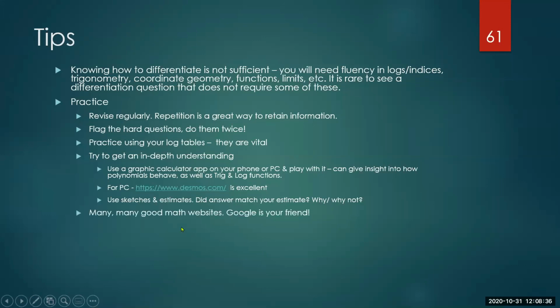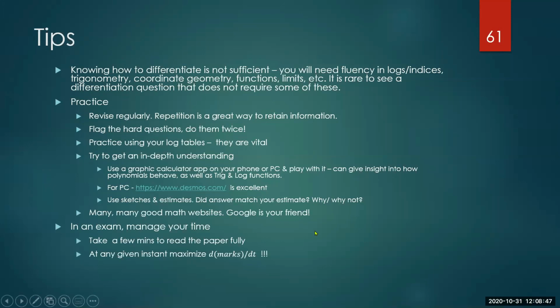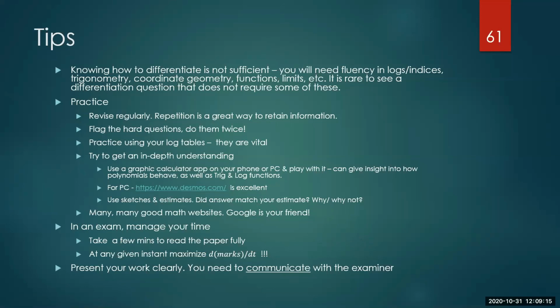There are many good maths websites out there, and I would say Google is your friend for that. And in an exam, manage your time. Take a few minutes to read the paper fully. At any given instant, try to maximize d marks by dt. In other words, keep the slope of that curve as steep as you can. That means do the easy questions first. Do the ones that you're confident in. Get them done and out of the way. And try to present your work as clearly as you can, because in an exam you are communicating with the examiner.